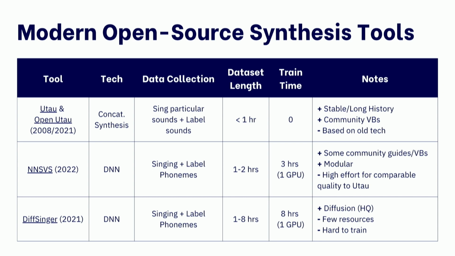The two other products I'll mention today are both based on deep neural networks. They're both recent products. There's NNSVS and DiffSinger. The way to collect the data for these is a little bit more tricky. We need to have singing, and then we need to go in and label the phonemes. So these are the individual sounds our mouth is making. And this is significantly harder than doing the data collection for Utau and OpenUtau. Also, we need usually decently more data than we would for the concatenative synthesis technologies.